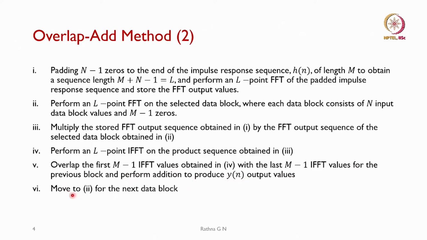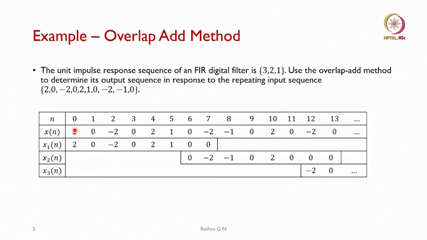And then we will be moving back to this stage, because, as we discussed in the computation complexity of the FFT, once we have done the FFT of our impulse response, we need not redo it. Only for the next set of input blocks will we be taking the FFT. So, we will be moving to the next data block, that is, we will be performing it in a loop. So, we will take up an example, which will make it clearer to you.